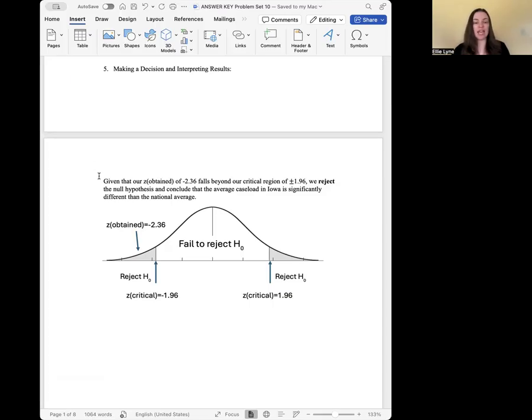And so what we can say, given our results here, is that given that our z obtained of negative 2.36 falls beyond our critical region of plus or minus 1.96, we reject the null hypothesis and conclude, so this is where we're getting into the context portion here, that the average caseload in Iowa is significantly different than the national average. And so the court administrator's office could then make changes based on that.